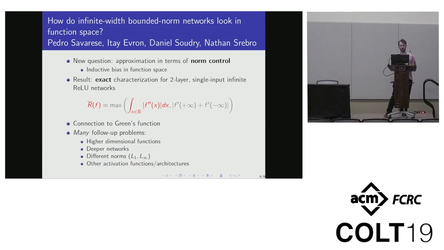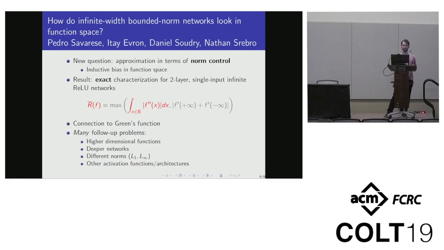And with our result, we show that there's actually hope for exact characterizations under this setting. We show that for this specific case, the representational cost has a simple characterization that is essentially the second order total variation of the function. And the proof follows a very straightforward argument.